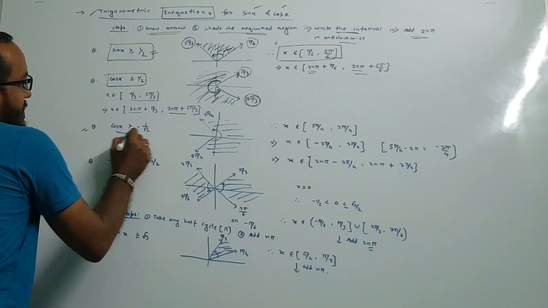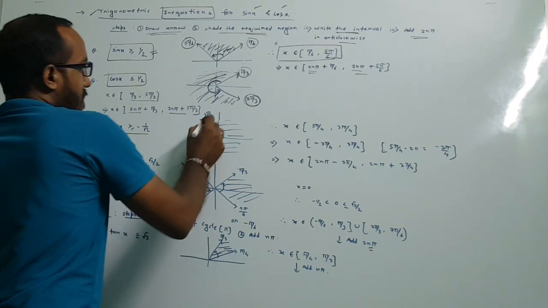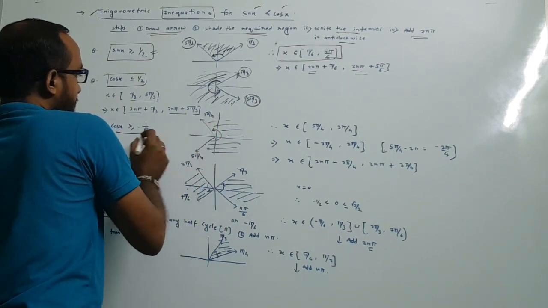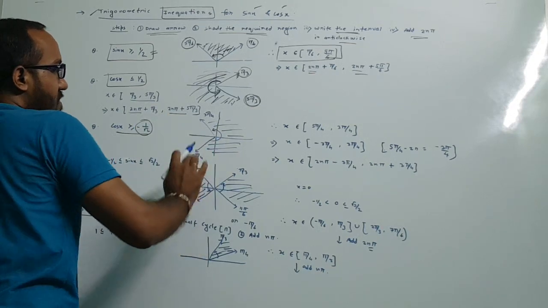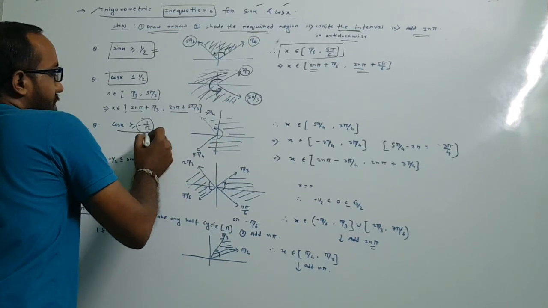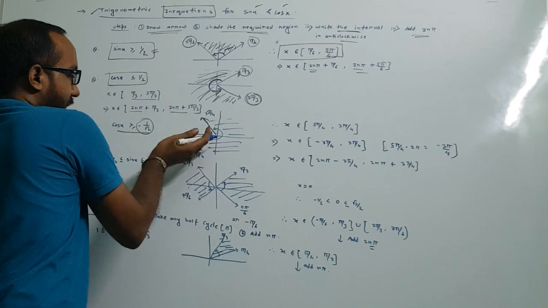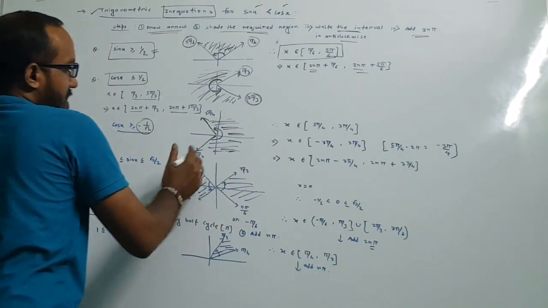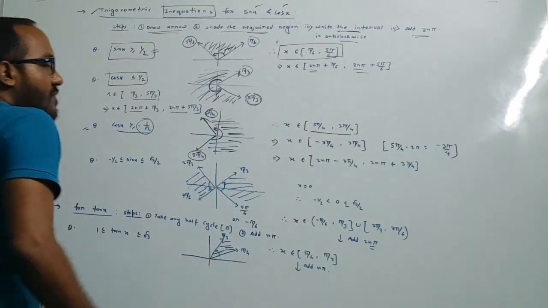Now the next question is cos x greater than minus 1 by root 2. Cos x is minus 1 by root 2, so cos x is negative. First of all, cos x is negative in the second quadrant and third quadrant. In the first and fourth quadrant it is positive. Cos x is minus 1 by root 2 for 3 pi by 4 and for 5 pi by 4. Take anti-clockwise direction, shade the region and write the interval. What is the interval? Interval is between 5 pi by 4 to 3 pi by 4.